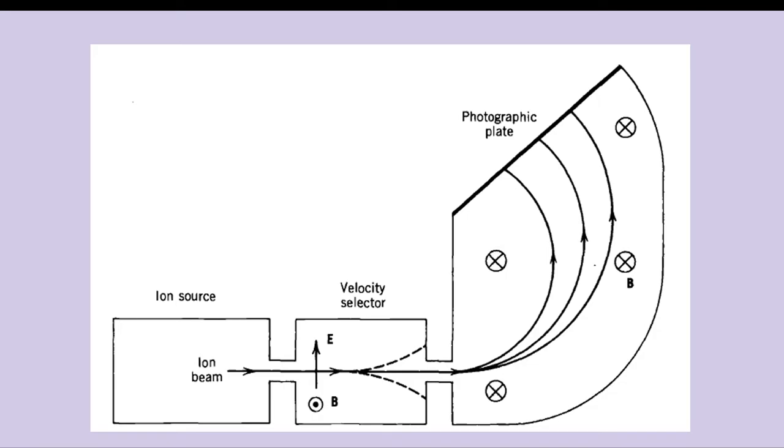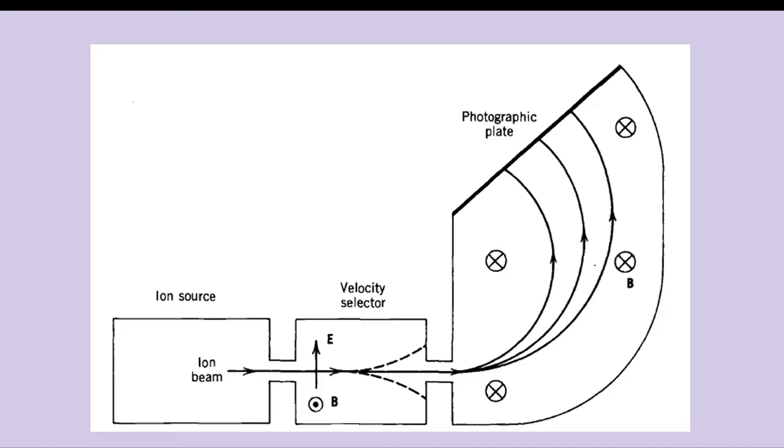The electric force and the magnetic force are normally in opposite directions. They will cancel each other. So that velocity is the velocity selector. That means you are considering that.